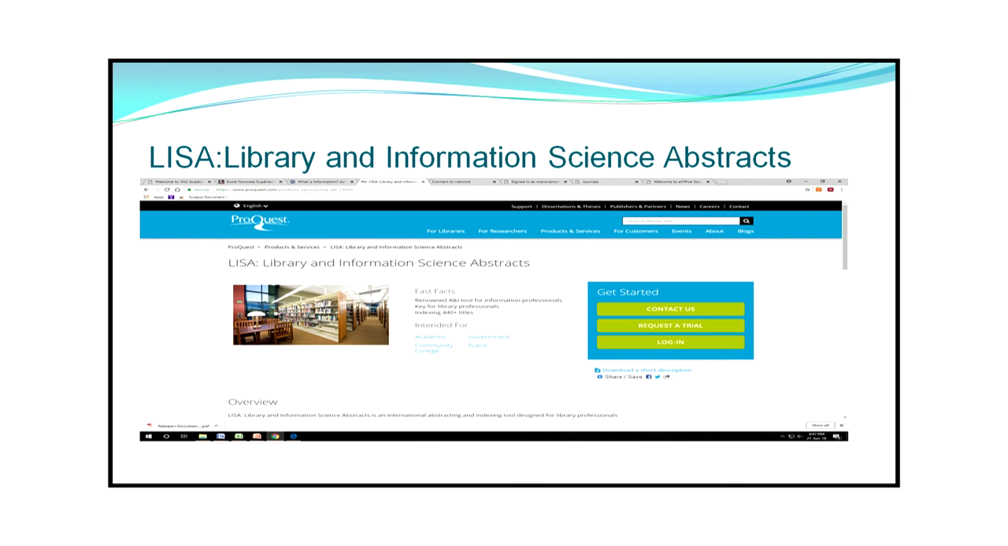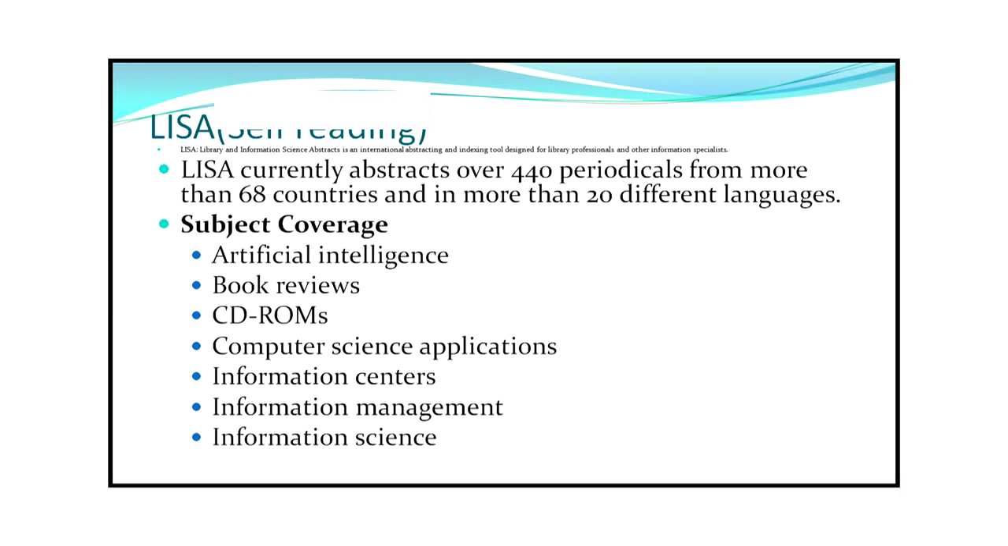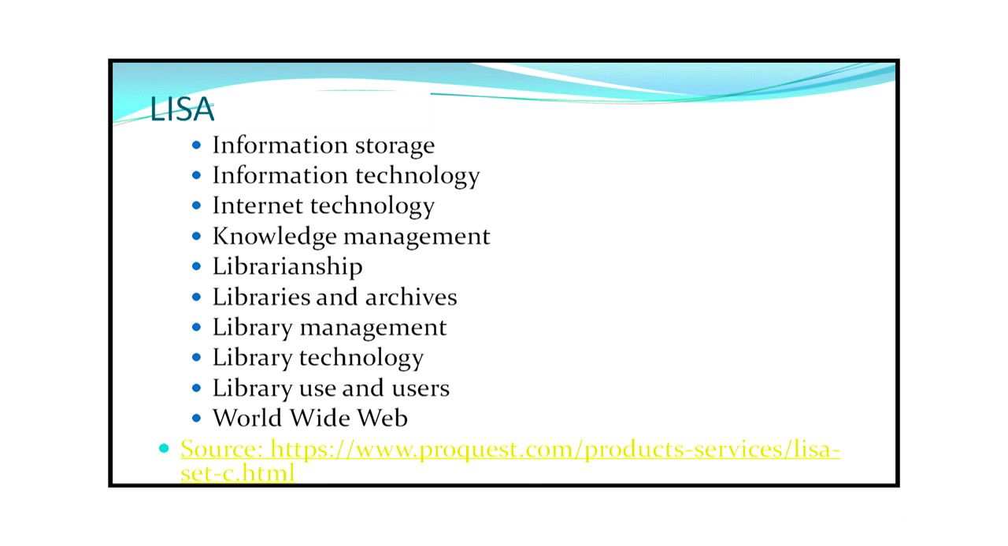This is another abstracting service, which is known as LISA. LISA stands for Library and Information Science Abstracts. LISA currently abstracts over 440 periodicals from more than 68 countries and in more than 20 different languages. The subject coverage of LISA includes artificial intelligence, book reviews, CD-ROMs, computer science applications, information centers, information management, information science, information storage, information technology, internet technology, knowledge management, librarianship, and so on and so forth.